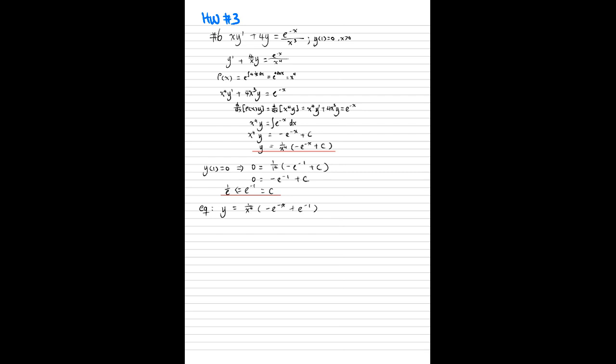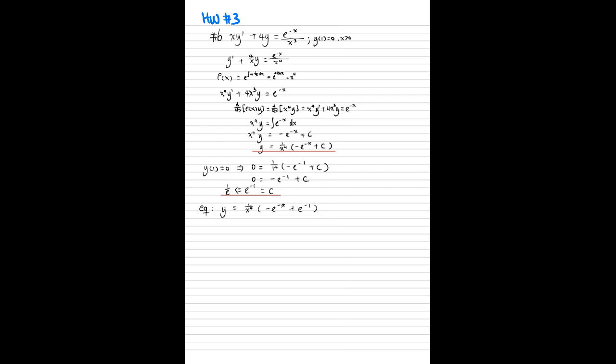Then divide both sides by x to the fourth, which I got y equal to 1 over x to the fourth times the negative e to the negative x plus c. And then next step, I have to find out the c. So I plug in the number, x equal to 1 and y equal to 0. So I got the equation as 0 equal to 1 over 1 to the fourth times the e to the negative 1 plus c. And then c will be equal to e to the negative 1.